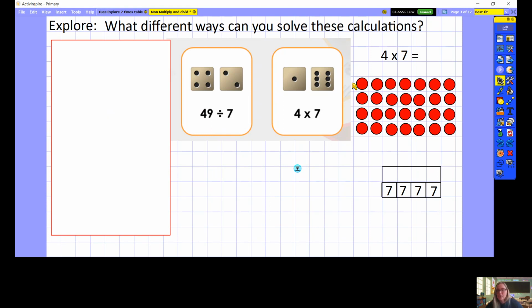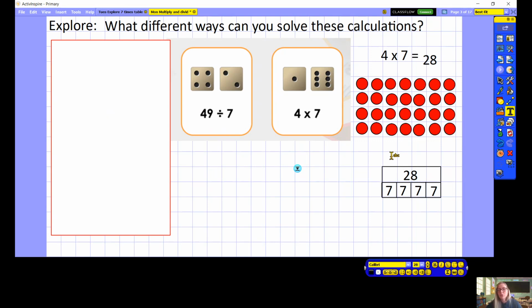So you can count in sevens with me to work out the answer. So I've got 7, 14, 21, 28. So 4 groups of 7 equals 28. And I can put my answer in my calculation there, and I can put my answer onto my bar model.